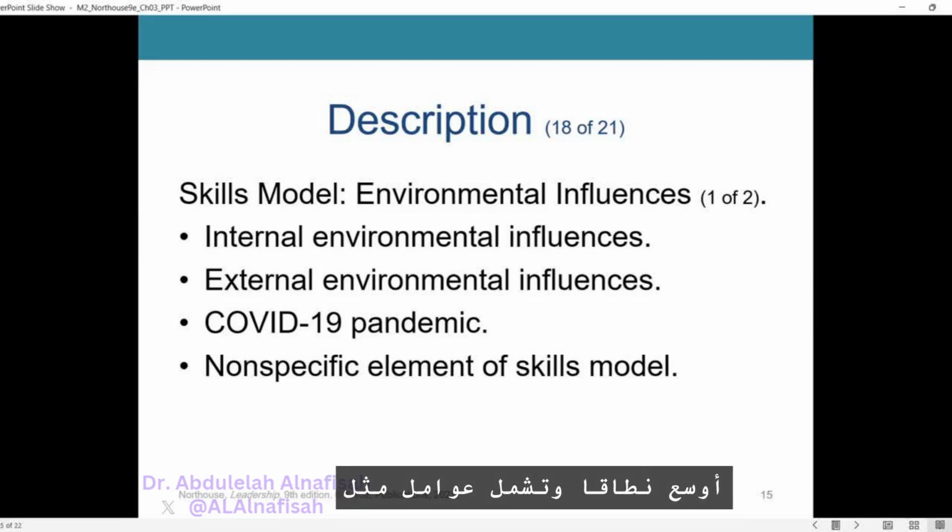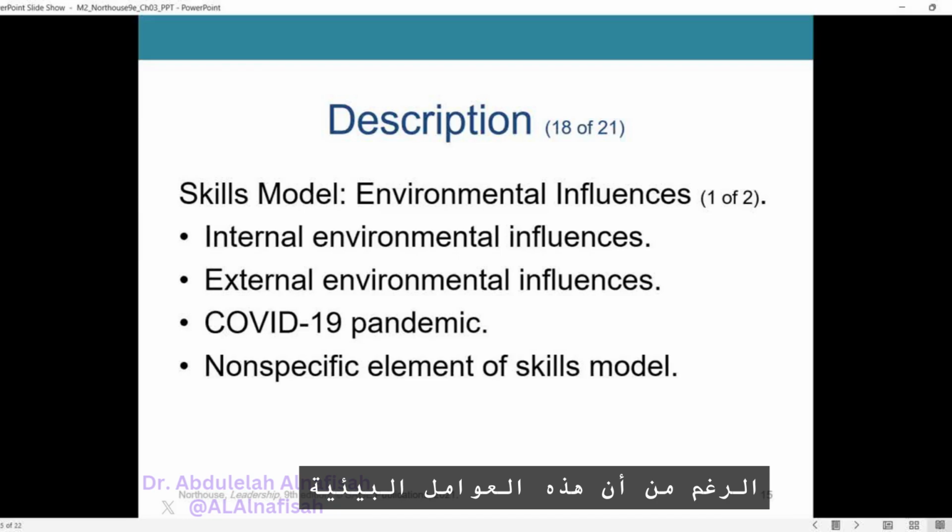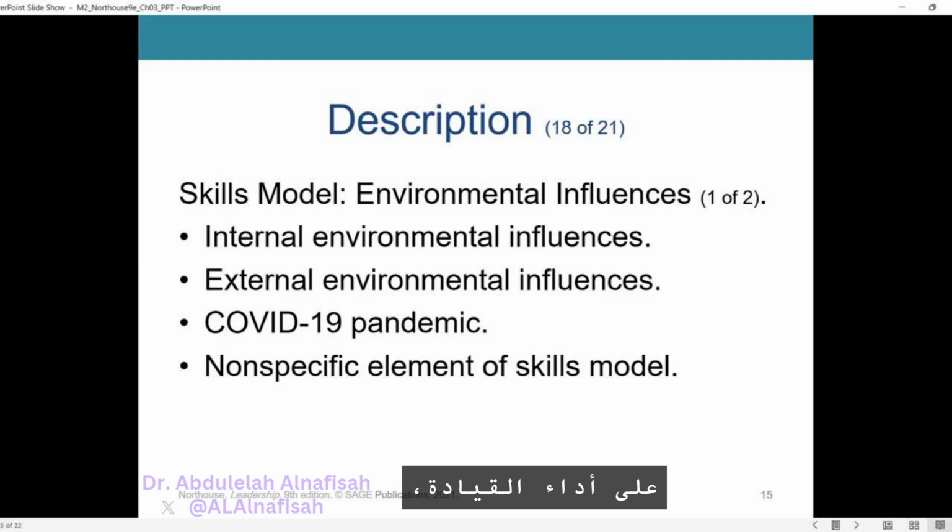External environmental influences are broader and include factors like economic conditions, political issues, social changes, and even natural disasters. A recent example is how U.S. public schools responded to the COVID-19 pandemic. School leaders had to swiftly address the challenges posed by the sudden shift to online learning, including lack of access to technology and internet among students. While some leaders struggled, others found innovative solutions to improve the situation. The skills model acknowledges that while these environmental factors can significantly affect leadership performance, they are usually beyond the leader's control.